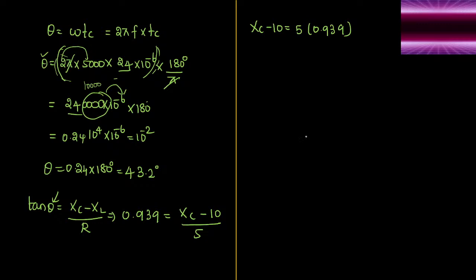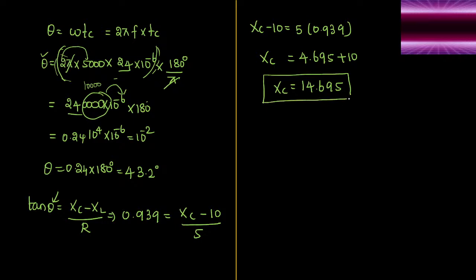Then what I am getting is 4.695. Then pass this minus 10 to the right side, it will become plus 10. It will be 14.695. This is XC. But in the question they haven't asked for the capacitive reactance. We should estimate the value of the capacitor C. So what do we have to do? Again, from this, how to explore the value of C.